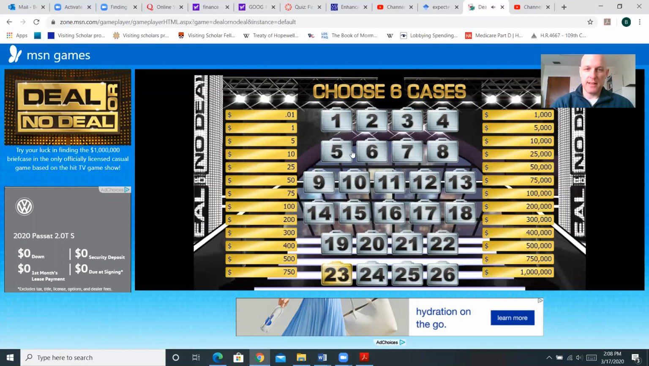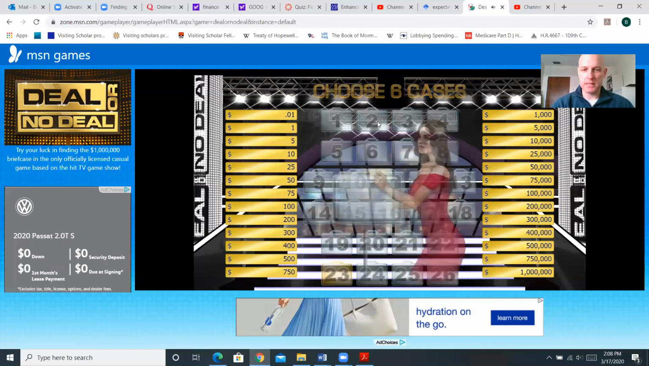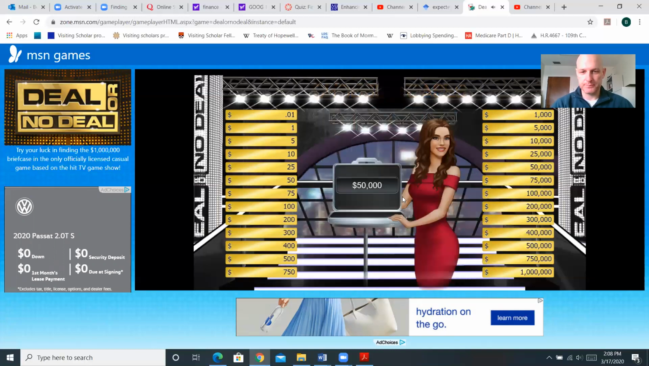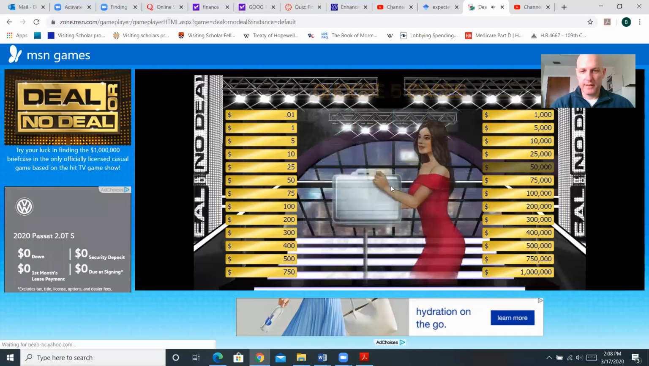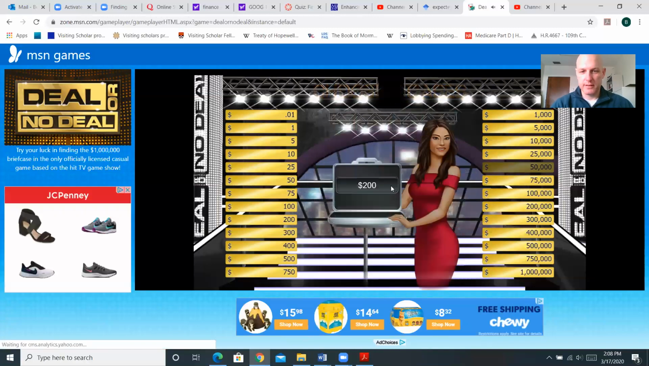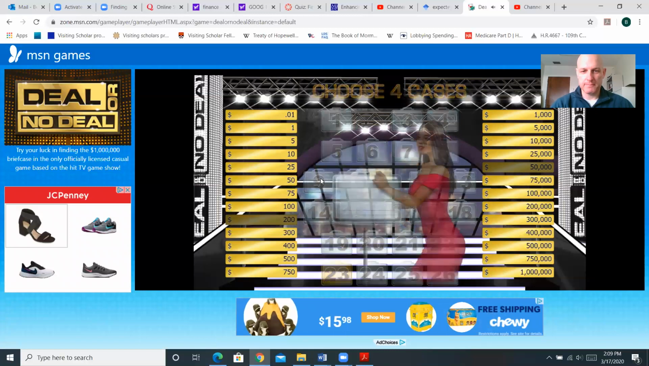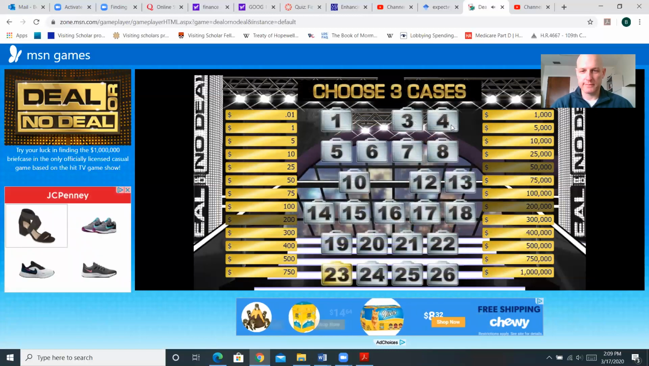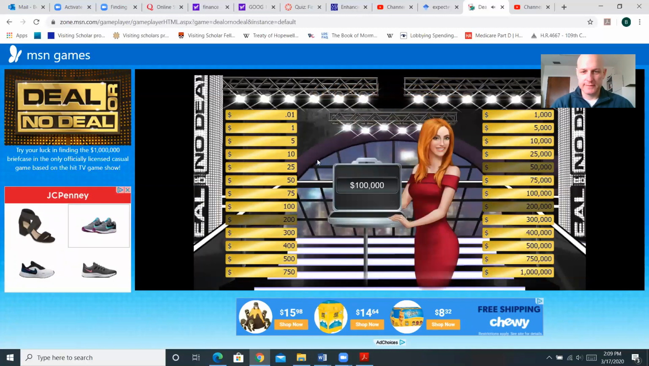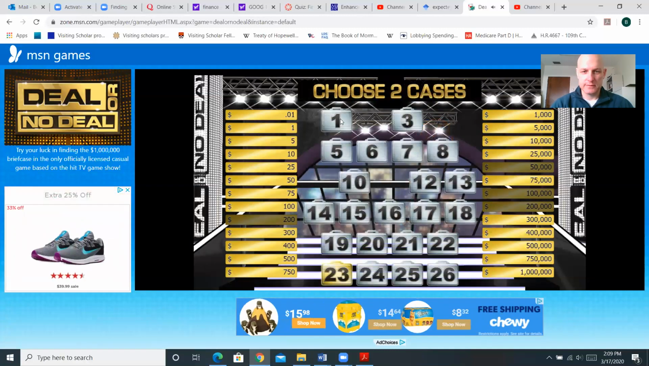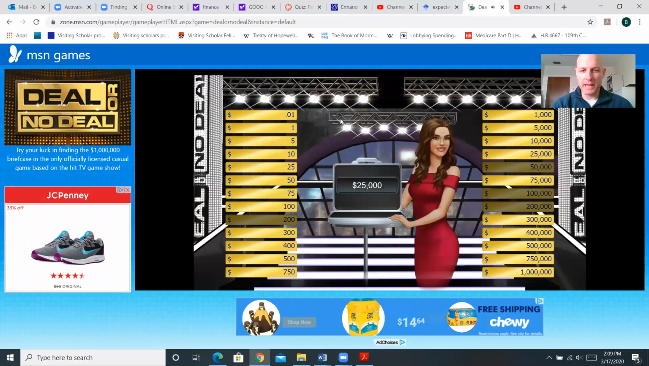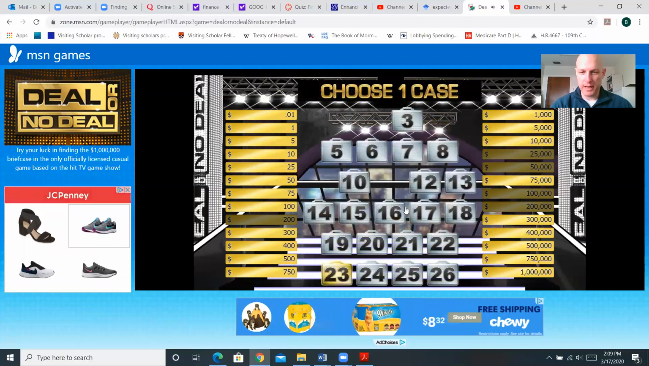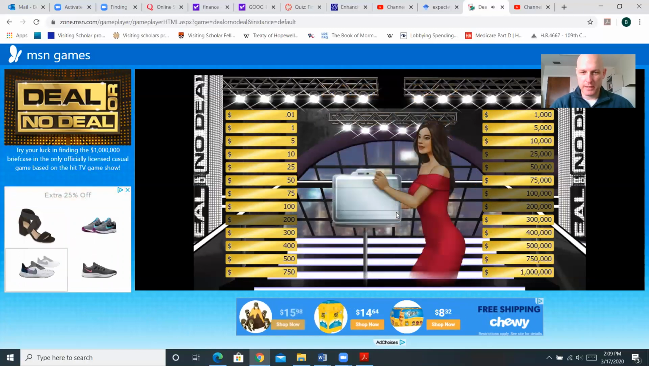That's the expected value of my case. I've got to select 6 cases. I'm just going to randomly select these cases. They're going to tell me what's happening here. Ooh, that stunk. I'm really wanting to open cases on the left-hand side. Apparently, I have an inability to do that.